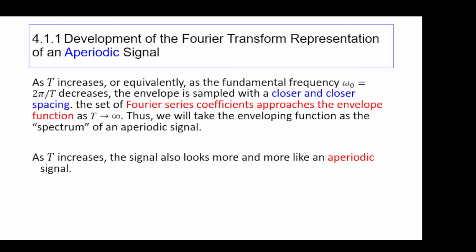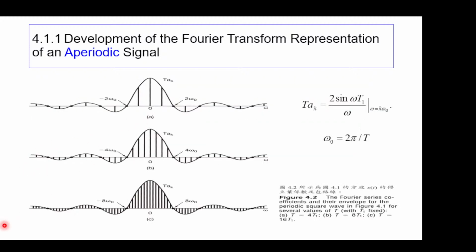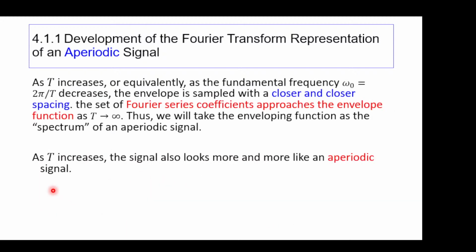And as we said, we take T goes to infinity, then because the repeating happens less and less frequently, your signal looks like an aperiodic signal. And the enveloping function, because it doesn't change with T, will give you all the information about the very dense sampling of your Fourier series coefficients, and eventually become the spectrum of your Fourier transform.